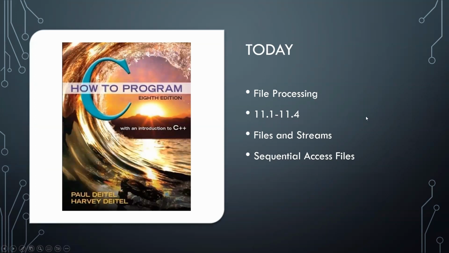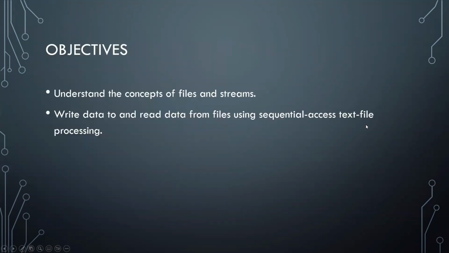We're going to talk about files and streams, what they are, what the differences are, and some similarities, and then we're going to end up with sequential file access. Your book does go into random file access, but we are not going to cover that in lecture today. So our objective for today is to understand the concepts of files and streams and to learn to use sequential access text files, write and read.